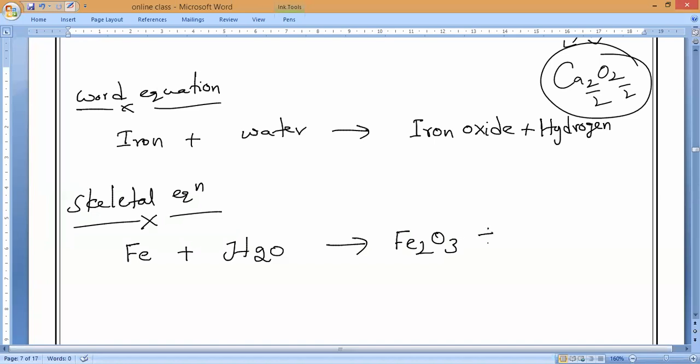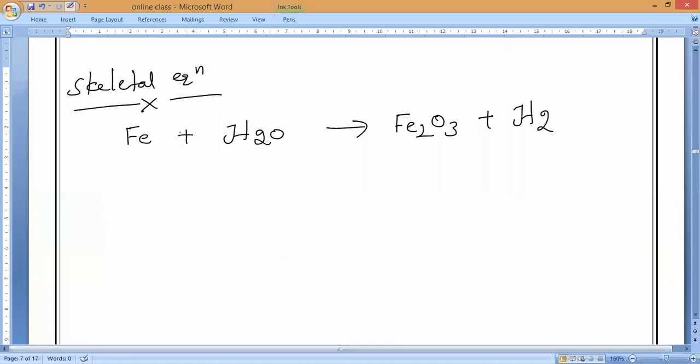Oxide. Fe2O3 plus hydrogen. Now, balanced equation. You try to balance it. Okay, guys, Shruti, balanced equation. You try to balance it. And how to balance it?